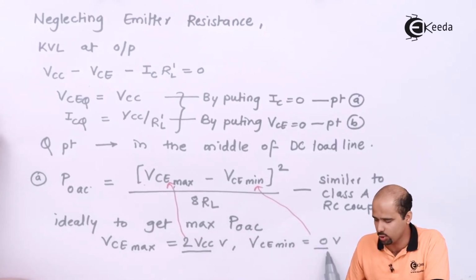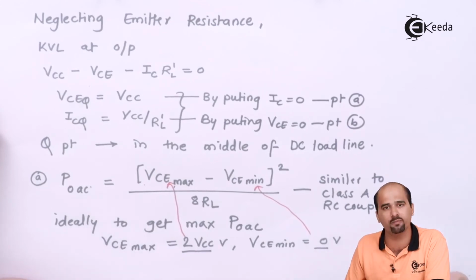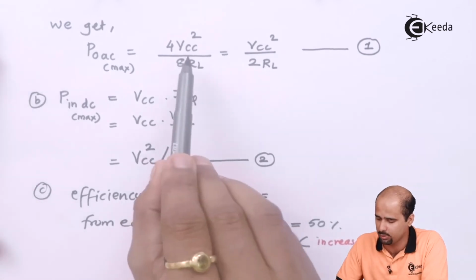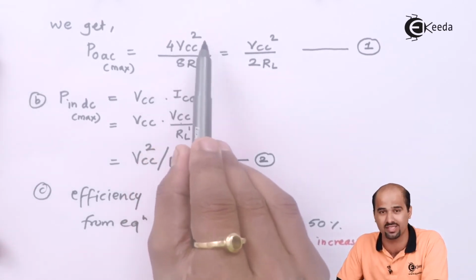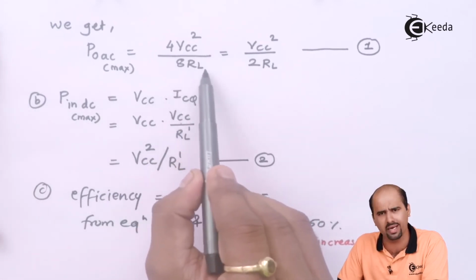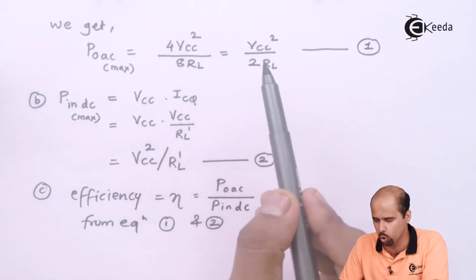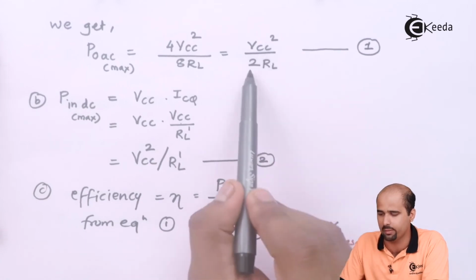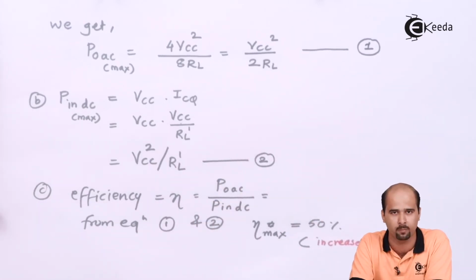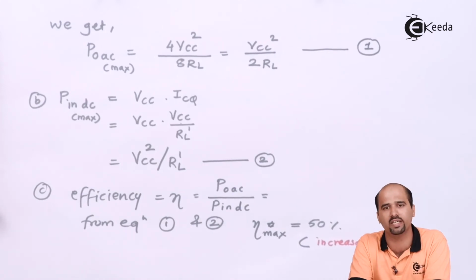So in that scenario, we will be getting the value of POAC, that is output AC maximum power, which is nothing but 4 VCC square, that is 2 VCC the whole square, divided by 8RL. 4 cancels with 8 and becomes 2, so we will be getting VCC square divided by 2RL. That is equation number 1, that is nothing but POAC max.